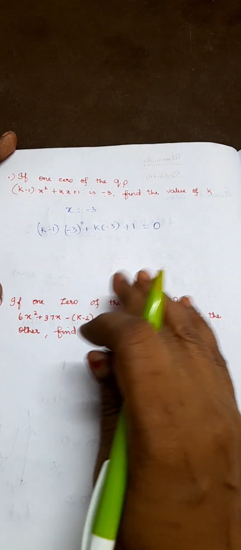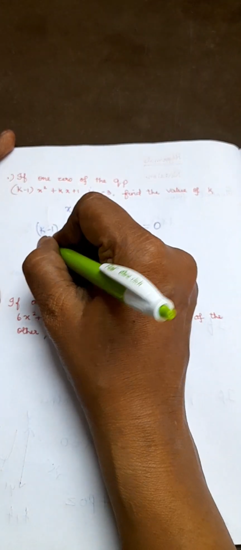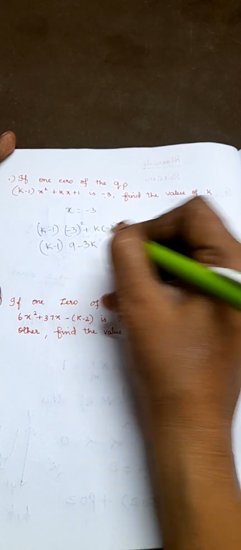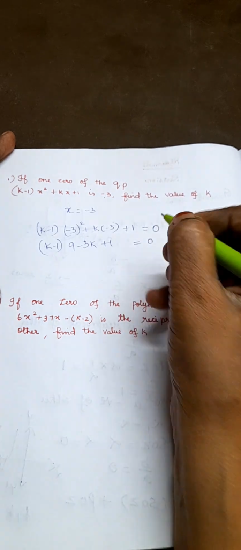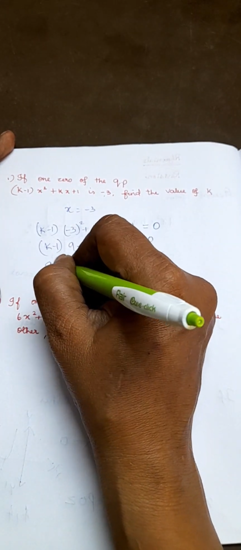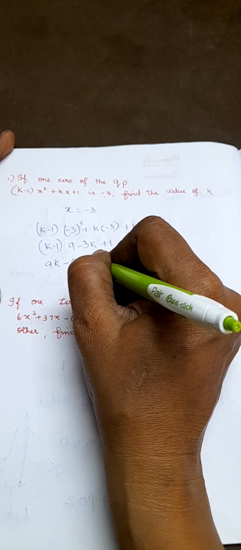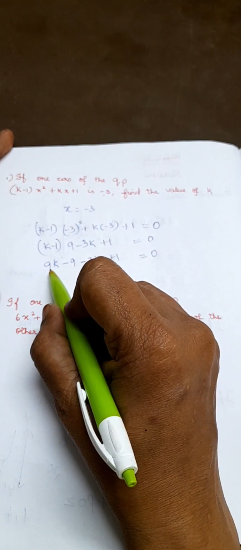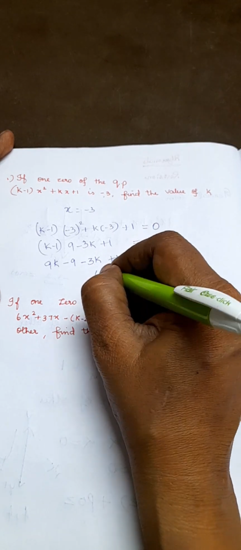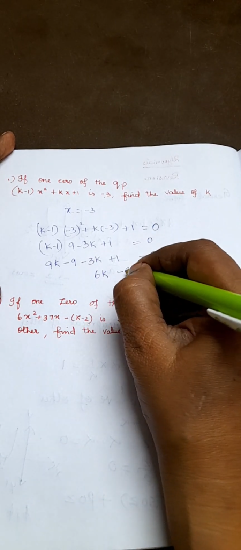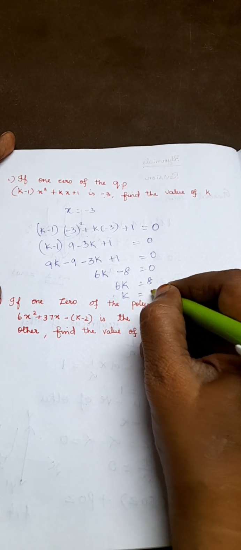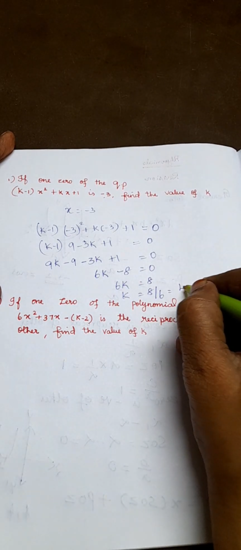That is the remainder theorem and factor theorem you might have studied in your 9th standard, right? So k minus 1 into 9 minus 3k plus 1 equal to 0, right? So now apply: 9k minus 9 minus 3k plus 1 equal to 0. So 9k minus 3k will become 6k minus 8 equal to 0, 6k equal to 8, k equal to 8 by 6, that is equal to 4 by 3, right? Shall we go to the next problem?